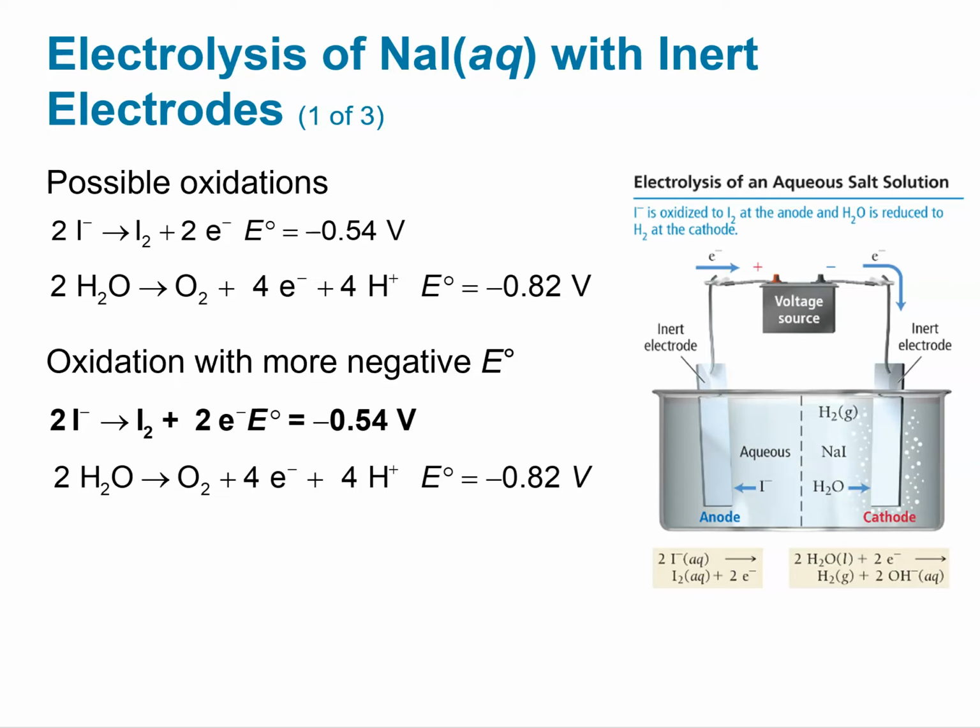So, which of the two has a more negative potential? And in this particular case, the more negative potential would be, for the reduction anyway, the iodide. So, what we're going to be seeing here is this is going to be driven by the voltage source as part of our electrolysis reaction.